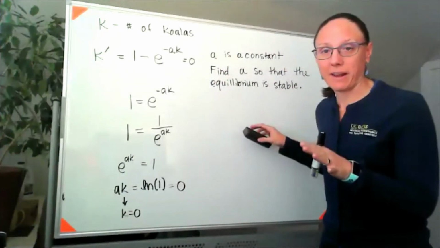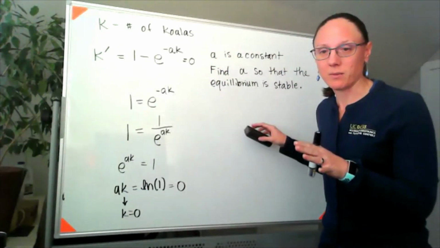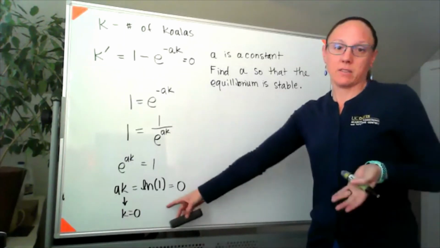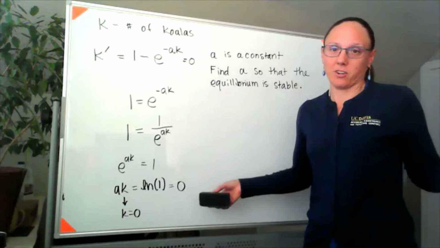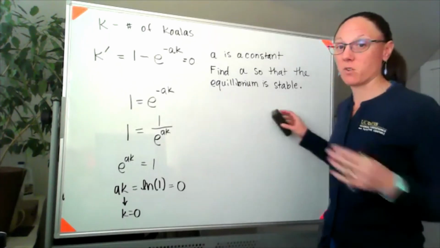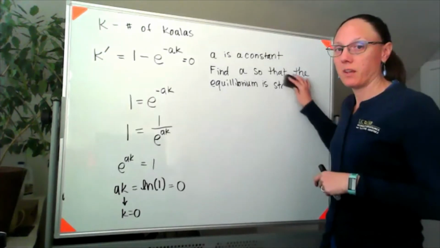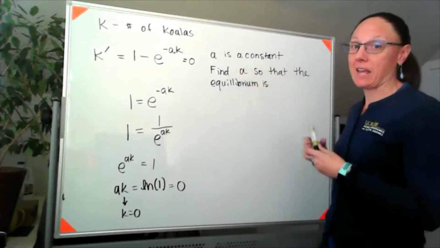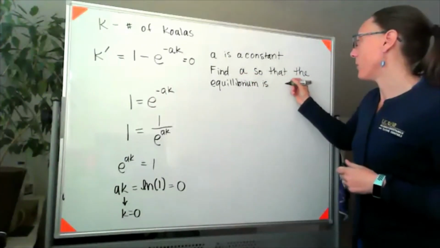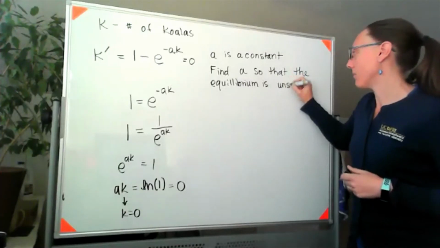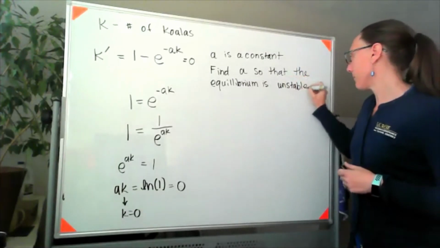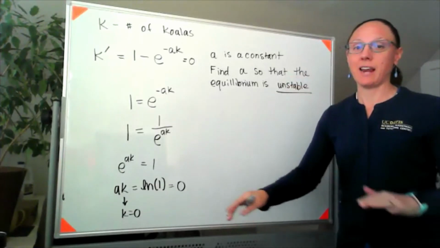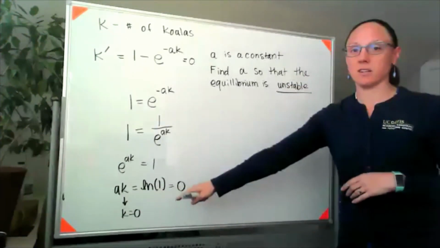There is no mathematical reason why I don't want it to be stable. I just don't want all the koalas to die, right? Because if k is 0 is stable, then that means our koala population is going to die off. So I'm changing my problem because I would like the koalas to live. So we're going to find A so that the equilibrium is unstable. Again, there's no mathematical reason I'm doing that. I just don't want all the koalas to die.